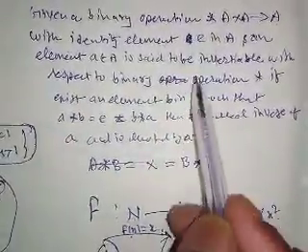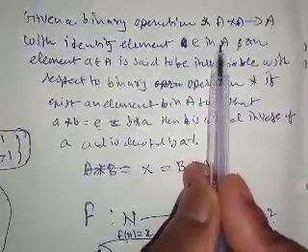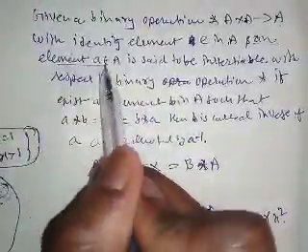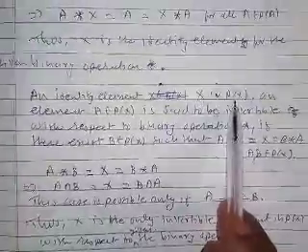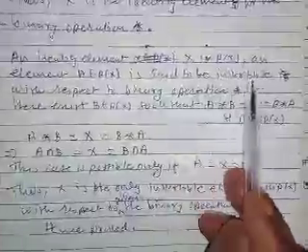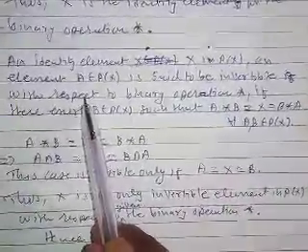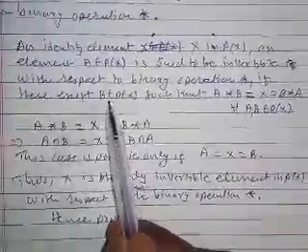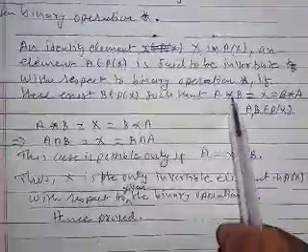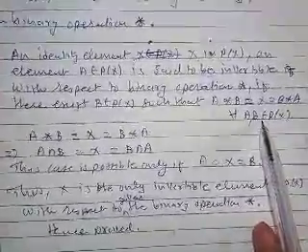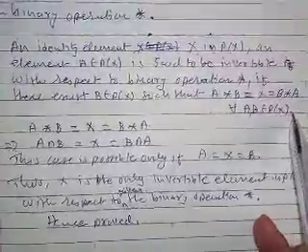Now let's see how we convert it in our question. According to the sum, we'll start from here. An element A belonging to P(X) is said to be invertible with respect to the binary operation star if there exists B belonging to P(X) such that A star B is equal to X is equal to B star A, for every A, B belonging to P(X).